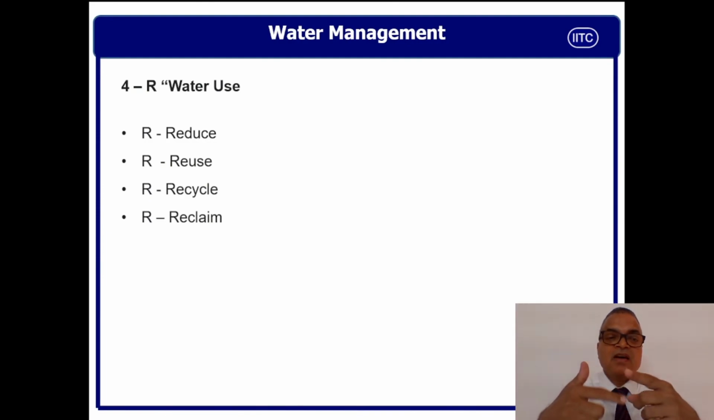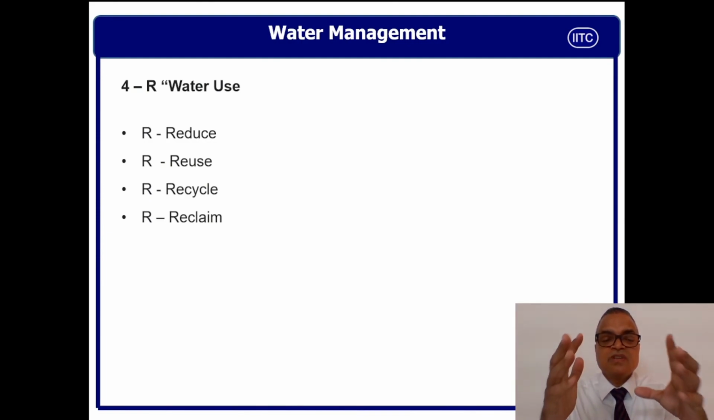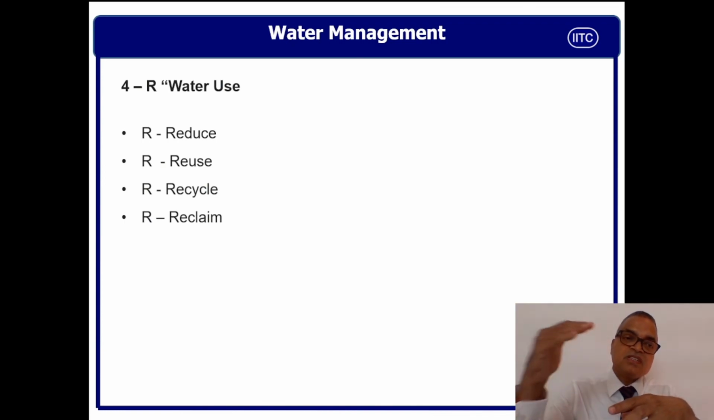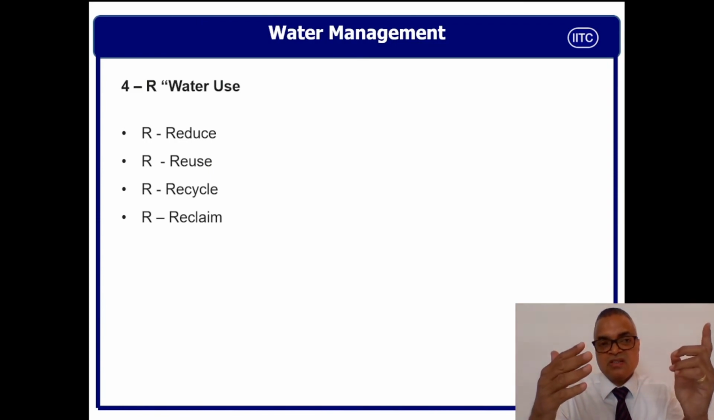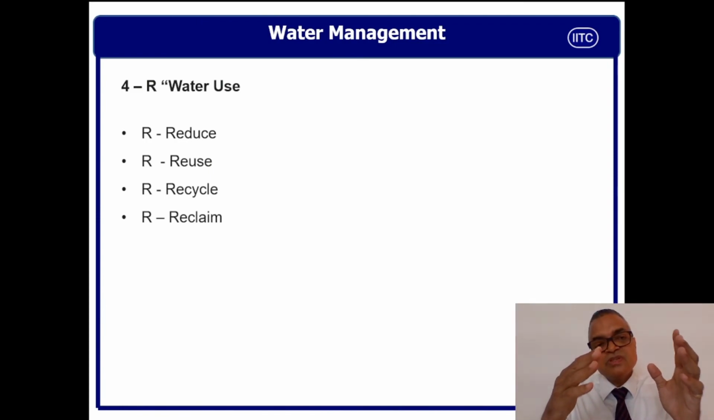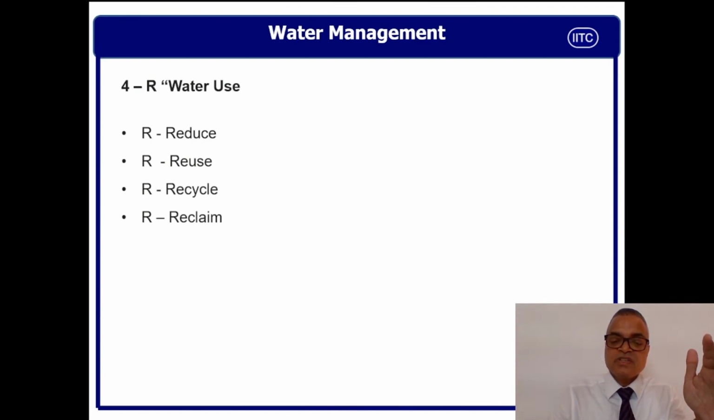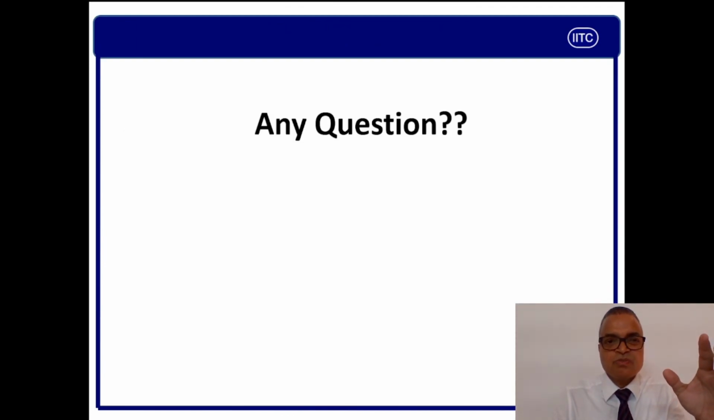Then reclaim. Reclaim says that whatever water we have consumed in the industry, after adding some chemicals, reprocessing it, and improving the quality, can we use this water at different stages of water consumption points? So guys, we will discuss these points in detail in the following modules. This is just to give you complete inside information from this point of view.